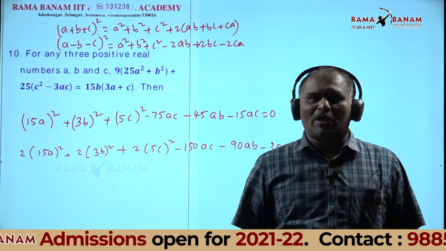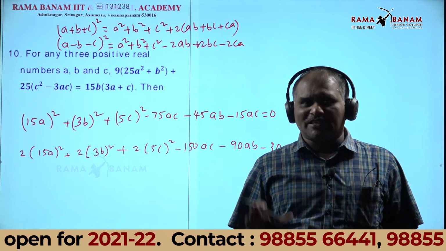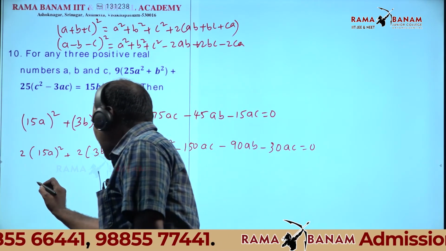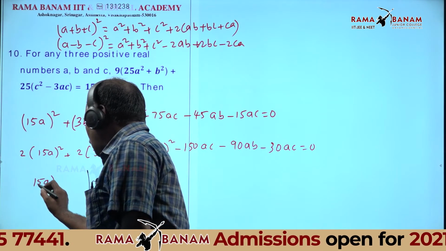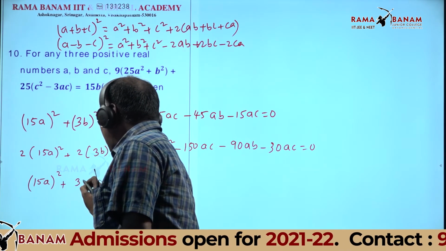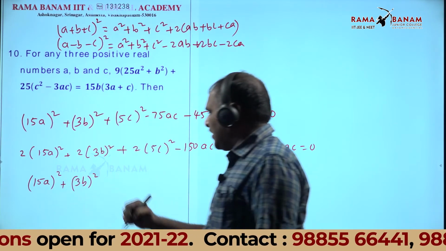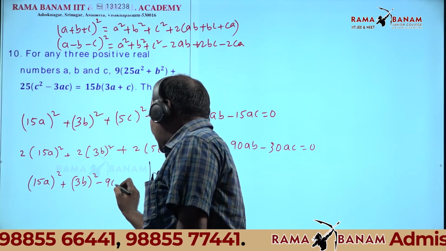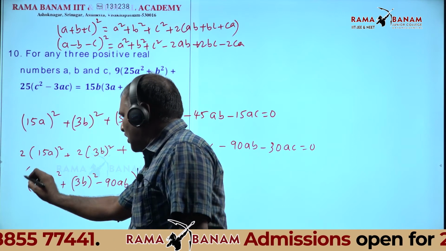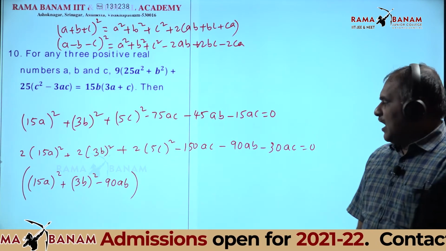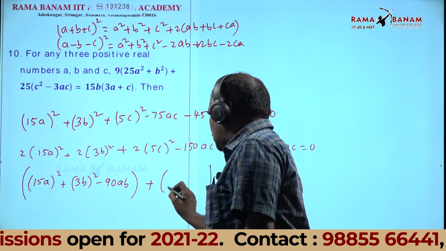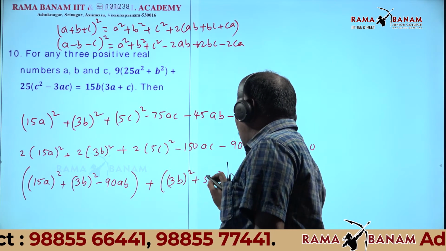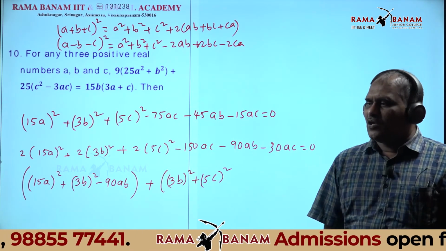This is the process I can do: multiply with 2. Here 2 times 15a whole square, I wrote 15a whole square plus 3b whole square. The a and b relation has some term, 90ab. This is one total term I can consider. After that, listen, next is 3b whole square plus 5c whole square.